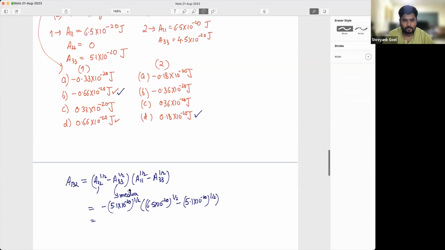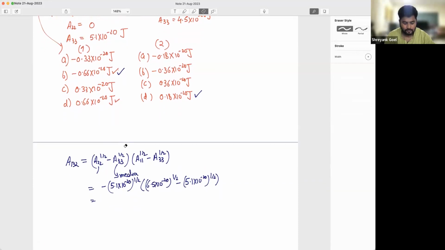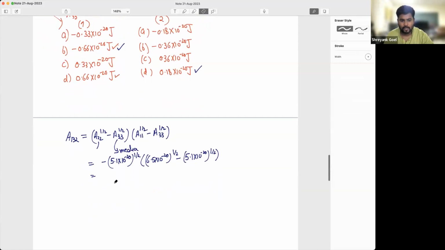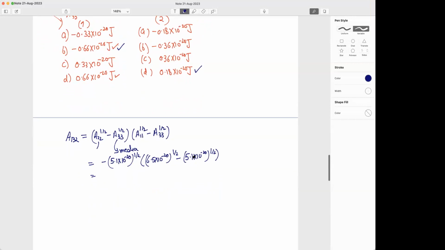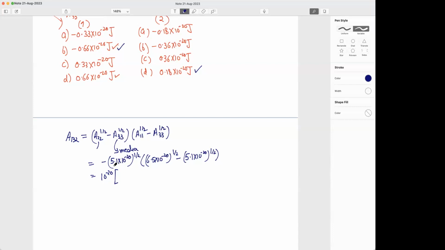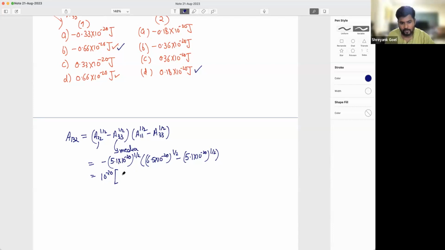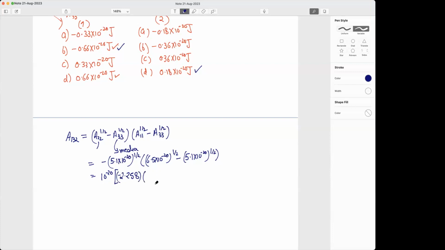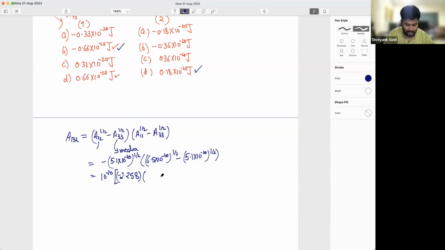So let me calculate it. For making it easy, let's take out 10 to the minus 20 common, so it becomes 10 to the minus 10. What is the root of 5.1? 2.258 with a minus sign. And the other one will be 0.29. Let me check it once.